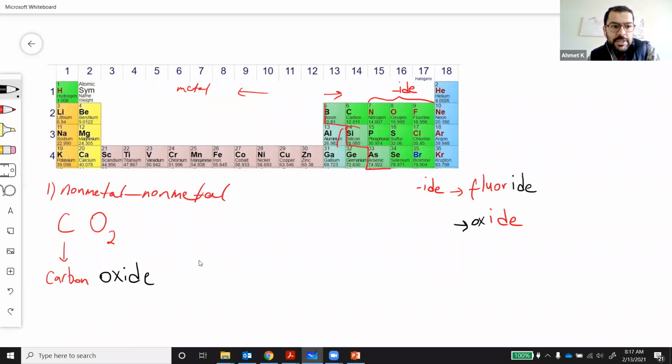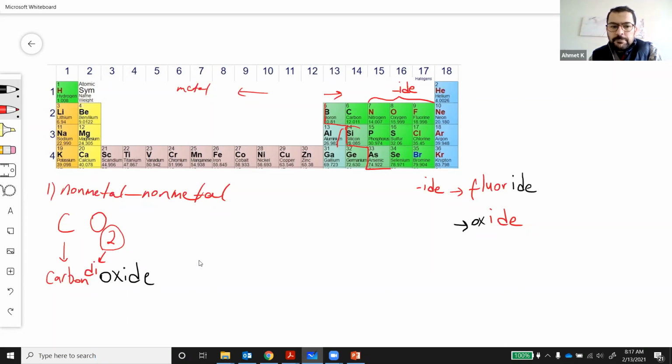Now I'm not finished yet, because when it comes to the second element, you have two of them, so you need to tell me how many. You could just say carbon 2 oxide, but we don't usually use those numerals. Instead, we use the Latin prefix for 2, which is di. So it's going to be carbon dioxide. Make sense?